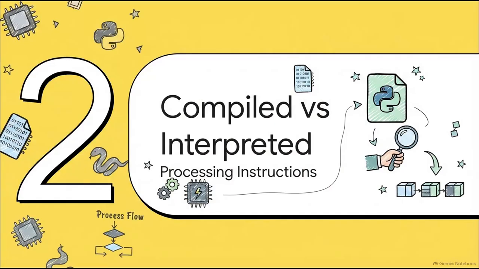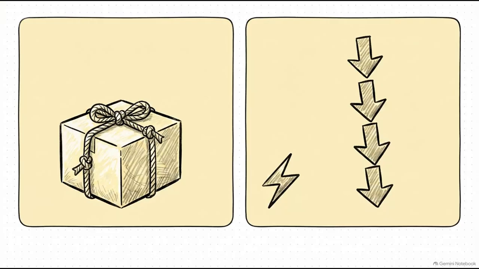Moving right along to Section 2, compiled versus interpreted code. Generally speaking, there are two main ways programming languages process the instructions we give them. They are either compiled or they're interpreted. Compiled languages take your entire massive block of code and convert the whole thing into a machine-readable format before it can even be executed. On the flip side, interpreted languages, and this is where Python comes in, work very differently. They run the code directly, straight down, line by line.